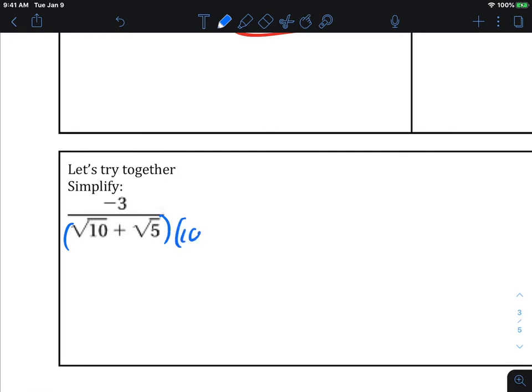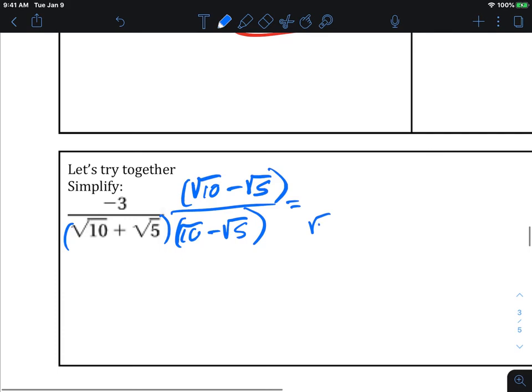minus. So radical 10 minus radical 5, multiply the numerator by the same value. All right, so I got radical 10 minus radical 5 over radical 10 minus radical 5. Work on the bottom first. Just ignore the top for the moment. Let's figure that out. All right, so there's radical 10 squared minus radical 5 squared.